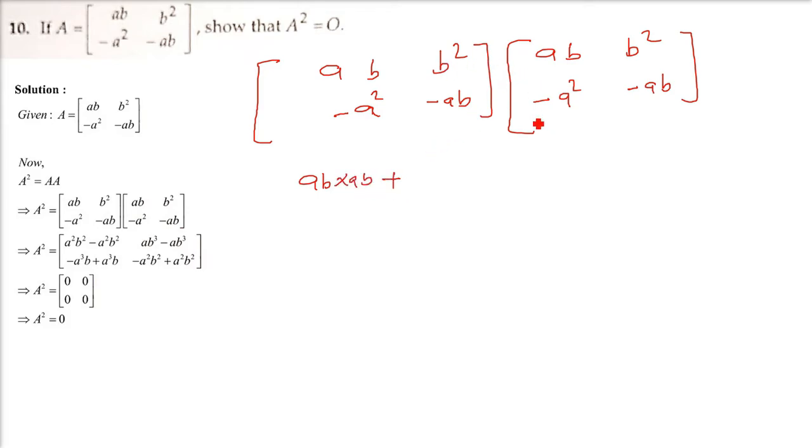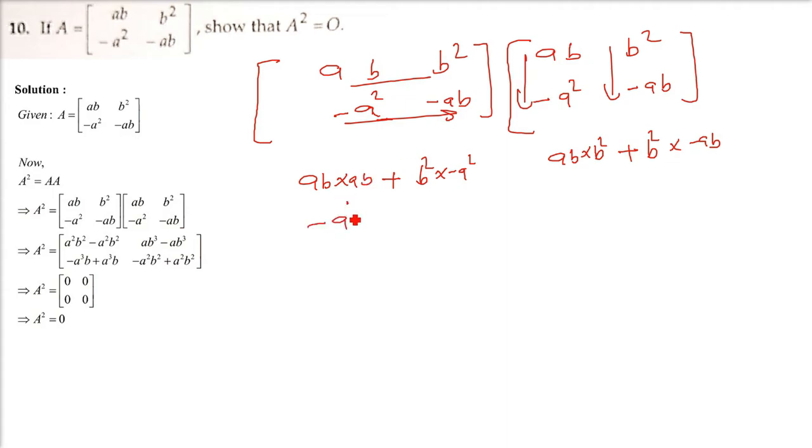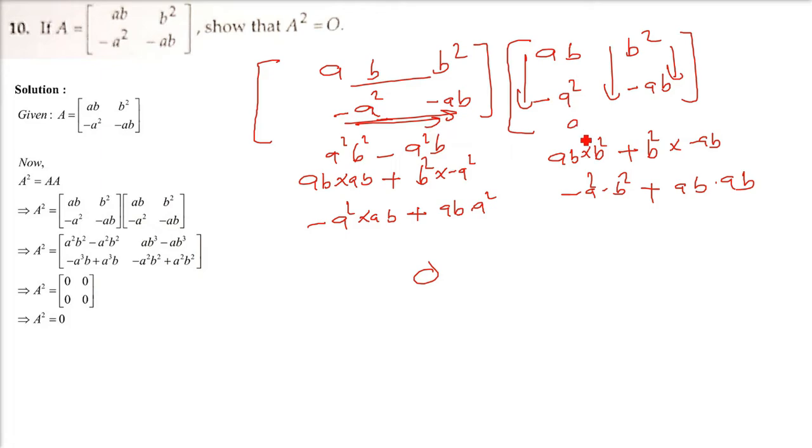Then plus B square minus A square. This row, this column. Now the first row and second column. AB into B square. B square minus AB. Minus A square. The second row with the first column. Minus A square AB. And then minus AB A square. So minus minus plus. Now this row and this column. So minus A square B square plus this is AB AB. Okay. So this is A square B square. This is minus A square B square. This is AB cube minus AB cube. This is minus A cube B plus B A cube.